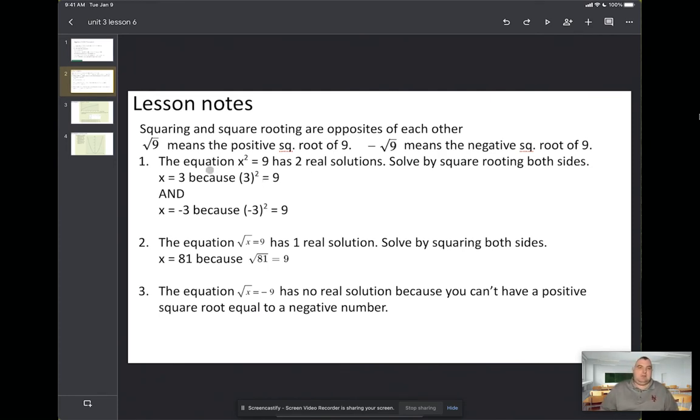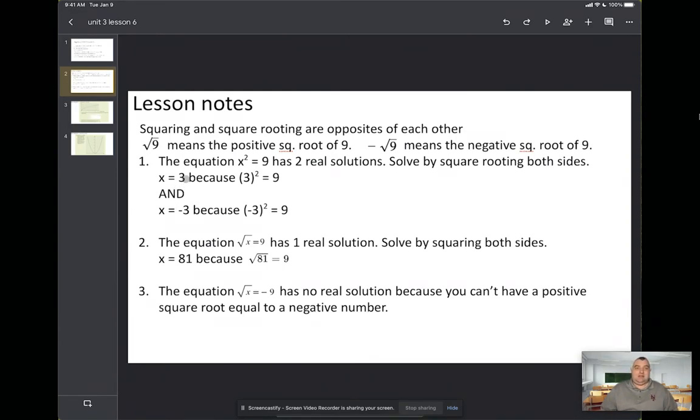Okay. With that in mind, let's take a look at this first case here. When I have an equation where I have something squared equals a number, x squared equals a number, that is always going to have two solutions. And the reason it's going to have two solutions is, like I said a minute ago, we have to solve by square rooting both sides. So if you have to square root something in order to solve an equation, that's when you do the plus and minus, which in this case would be positive and negative 3.